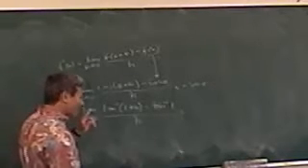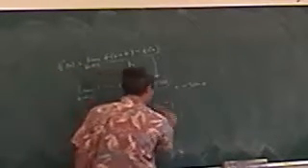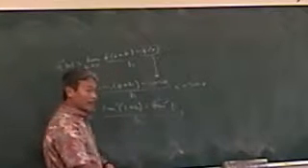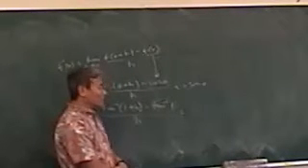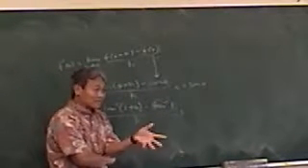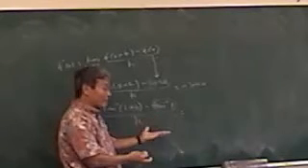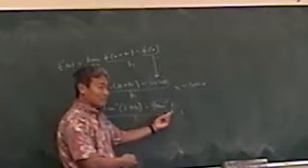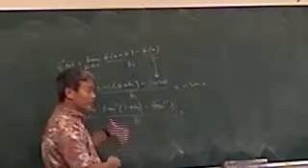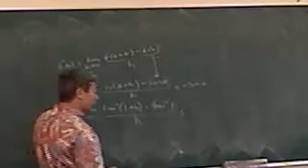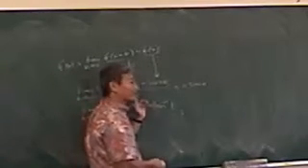Tan inverse x, not tan inverse 1, because the derivative of tan inverse 1 is 0, because that's just a number. The derivative of a number is 0. The function you're taking the derivative of is tan inverse x. So what is the derivative of tan inverse x?